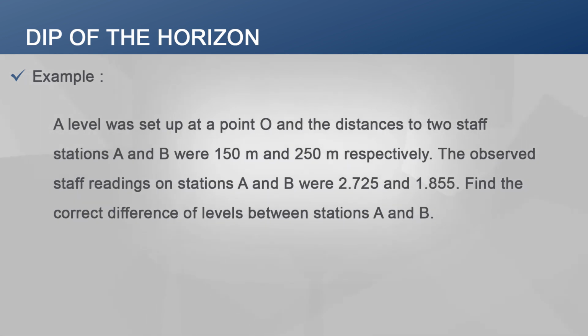Now, let us take some examples. A level was set up at a point O and the distances to two staff stations A and B were 150 meters and 250 meters respectively. The observed staff readings on stations A and B were 2.725 and 1.855 meters. We have to find the correct difference of levels between station A and station B.